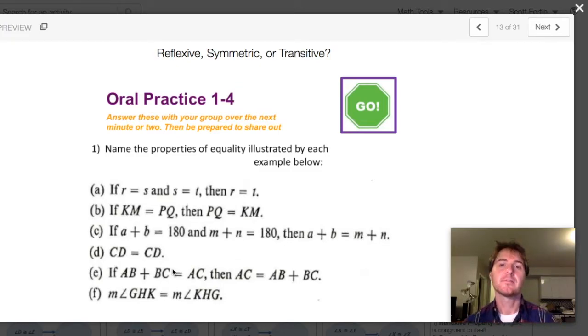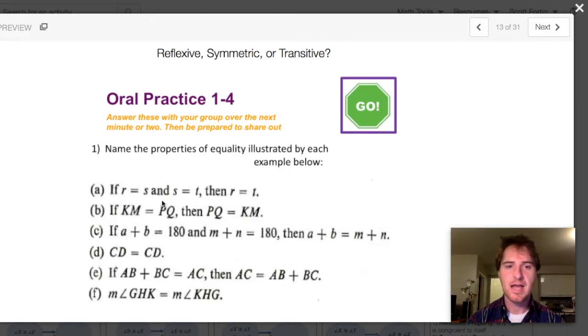5 seconds. 4, 3, 2, and 1. All right, let's see how you did, guys. Let's kind of go over it again. I'm picking the names out of the hat and calling out people.